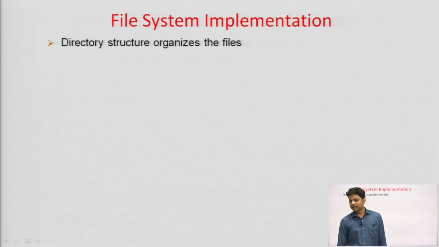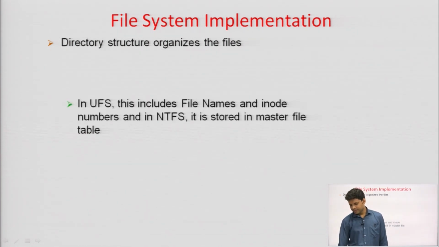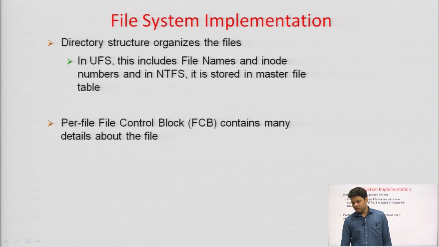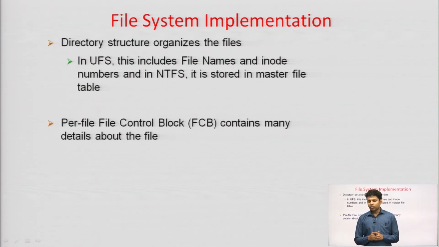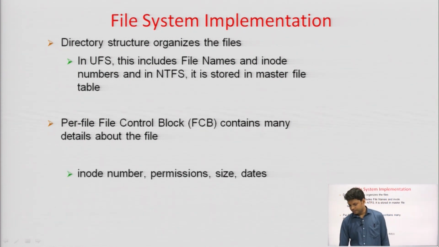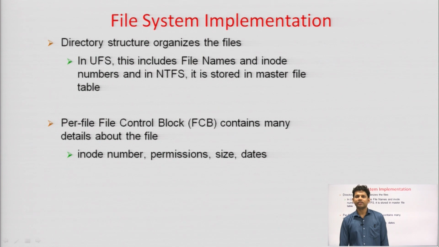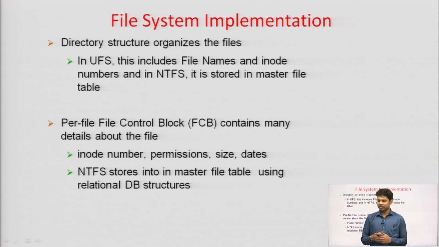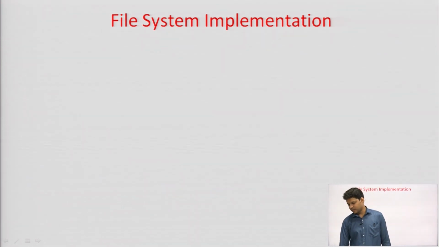The third point is the directory structure that organizes the files. In Unix file system, this includes file names and inode numbers, and in NTFS it is stored in the master file table. The per-file control block, FCB, contains many details about the file, such as inode number, permission, size, dates. NTFS stores this in the master file table using relational database structures.